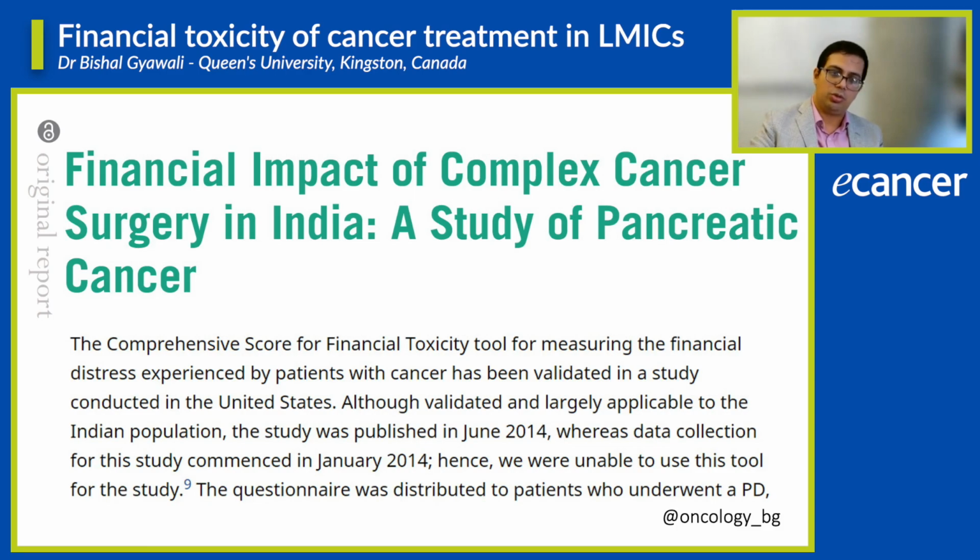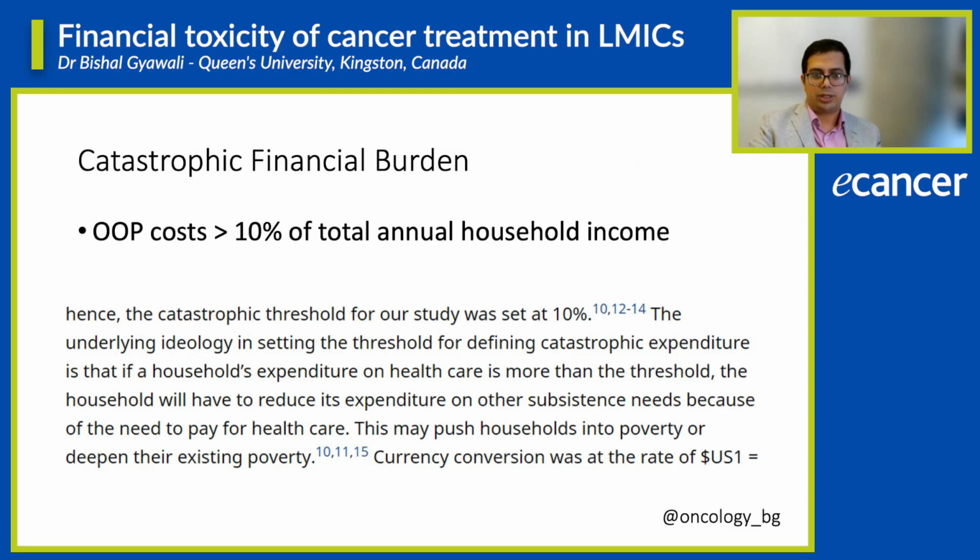There should be a tool that is tailored to the local context. So in this study, how they defined financial toxicity was they called out-of-pocket cost of more than 10% of total annual household income a catastrophic financial burden. They say that if more than 10% of the total annual household income is spent in out-of-pocket cost for cancer treatment, that is catastrophic financial burden.